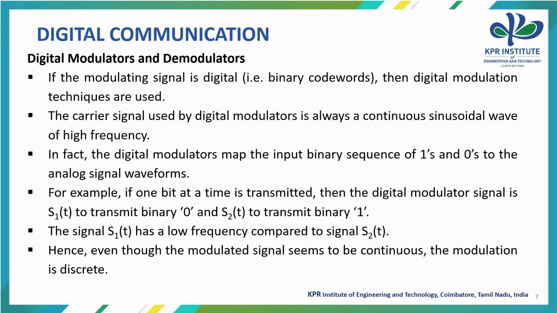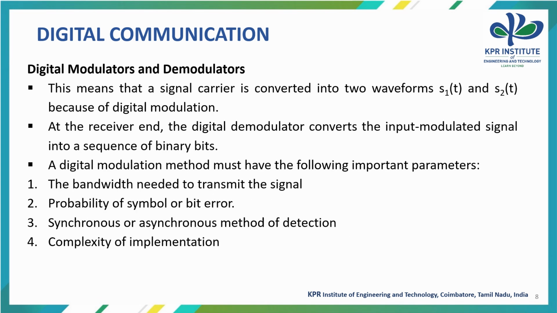Hence, even though the modulated signal seems to be continuous, the modulation process is discrete. This means that a single carrier is converted into two waveforms, namely S1(t) and S2(t), because of digital modulation.